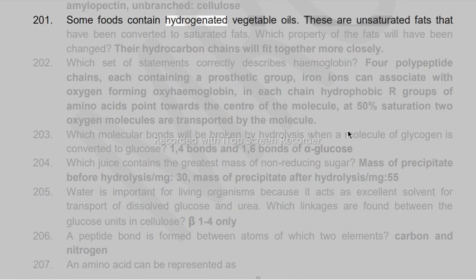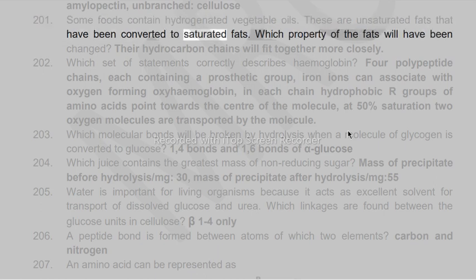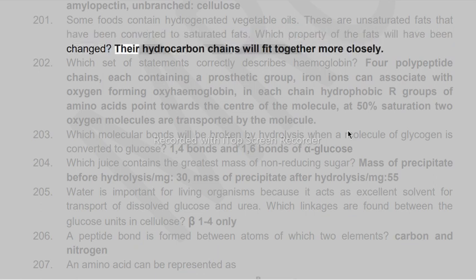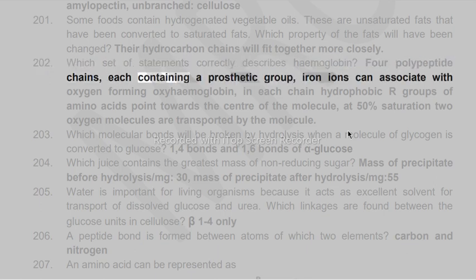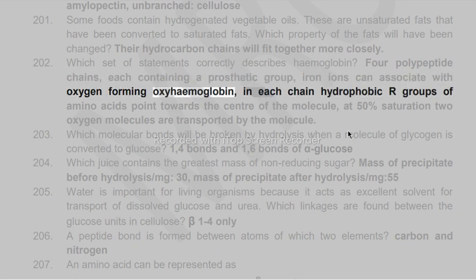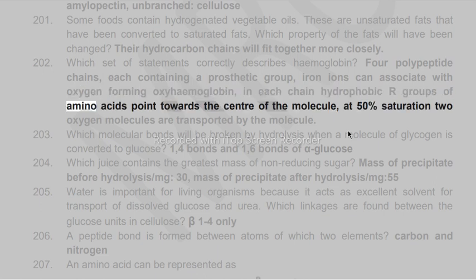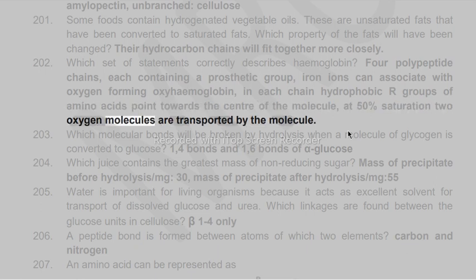201. Some foods contain hydrogenated vegetable oils. These are unsaturated fats that have been converted to saturated fats. Which property of the fats will have been changed? Their hydrocarbon chains will fit together more closely. 202. Which set of statements correctly describes hemoglobin? Four polypeptide chains, each containing a prosthetic group, iron ions can associate with oxygen forming oxyhemoglobin. In each chain, hydrophobic R groups of amino acids point towards the center of the molecule. At 50% saturation, two oxygen molecules are transported by the molecule.